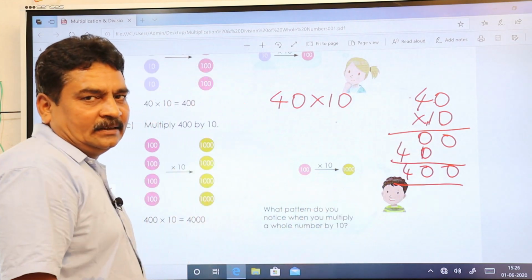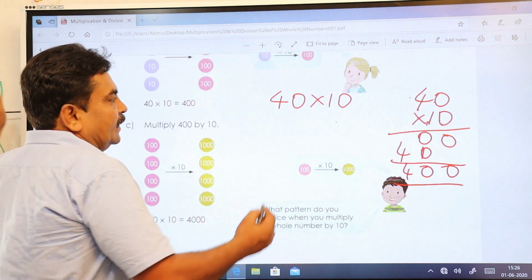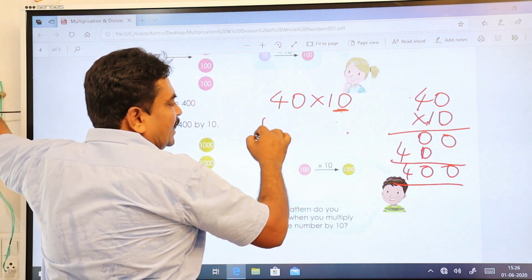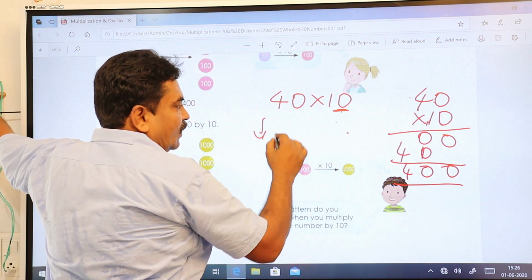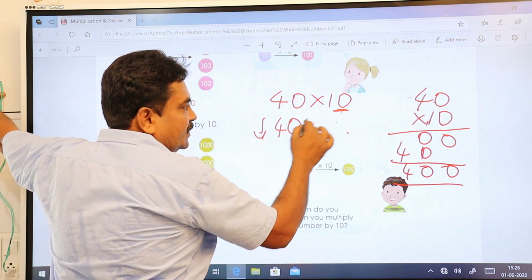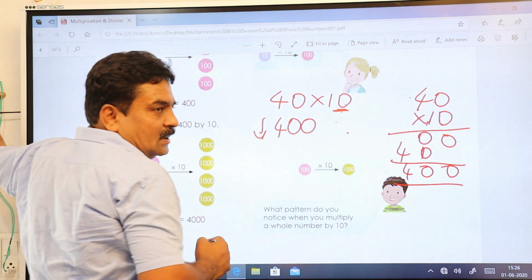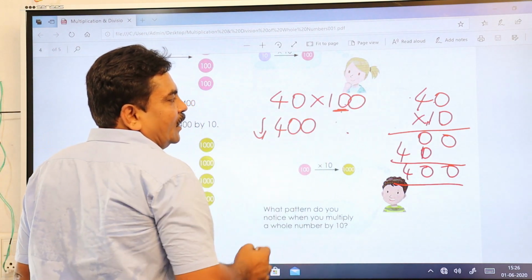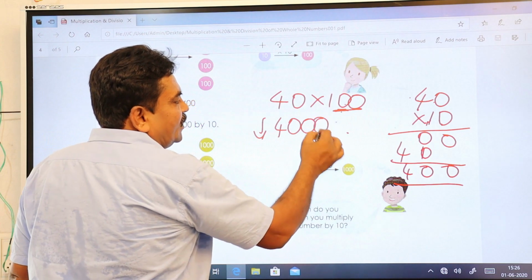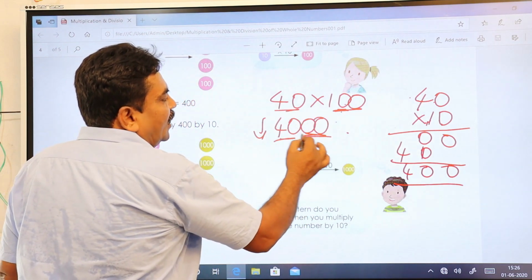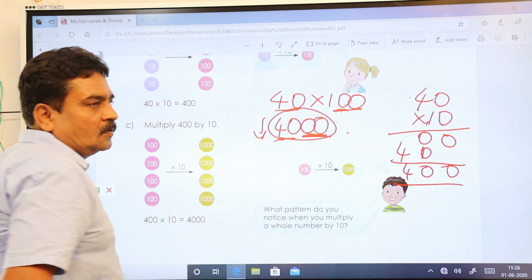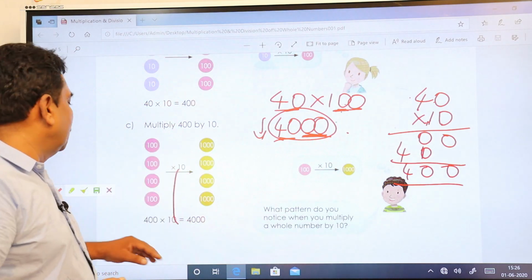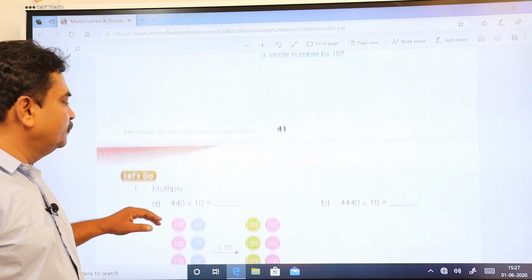Instead of doing it like this, see how many zeros there are here. Only one 0. So you keep one 0 in the answer. 40 is already there, and you take one more 0 because you have one 0 here. Suppose it is multiplied by 100, then there are 2 zeros. Keep 2 zeros. This is 40 and 2 zeros. It becomes 4000. That is called multiplication by 10 and multiplication by 100.